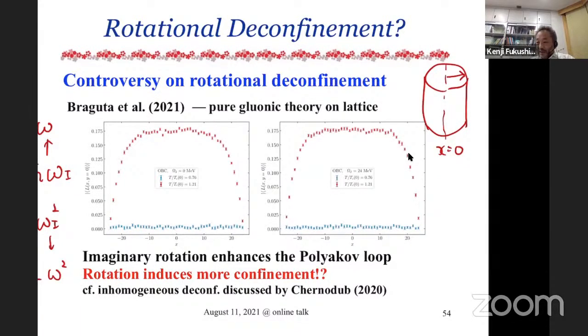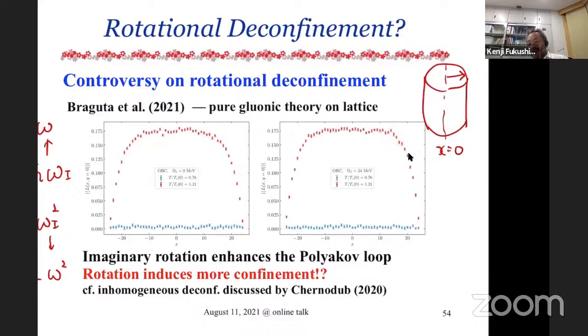And you see the Polyakov loop. Okay, these red data show the Polyakov loop values above deconfinement temperature. So this is deconfined matter. But the important fact is, here the left one is a non-rotating situation, and the right one shows the rotating situation. And you see this change here. The Polyakov loop is slightly pushed up.